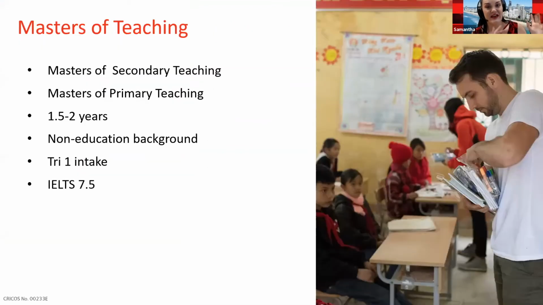Like our other degrees, if you have a background in something other than teaching and you're wanting to become a teacher, we do offer a Masters of Teaching. It's 1.5 to 2 years, and it is available across Brisbane and Gold Coast, and we offer that in secondary or primary teaching as well. So that's another great option if you're wanting to use your undergraduate program and teach something that you're passionate about.